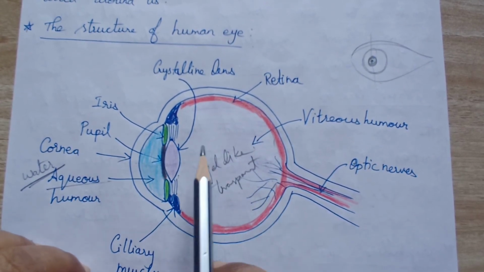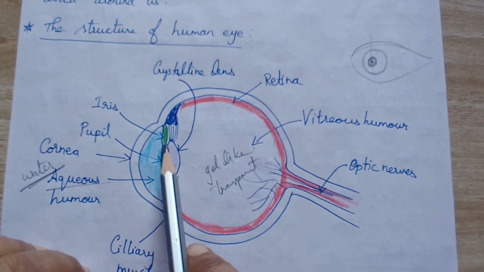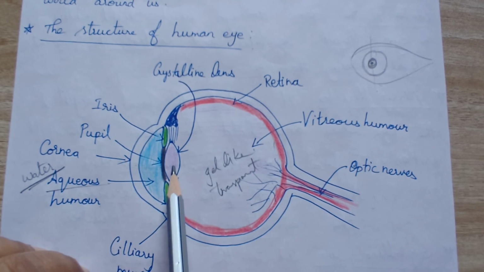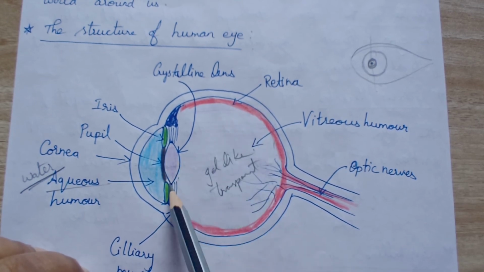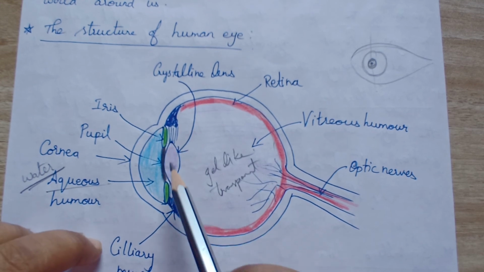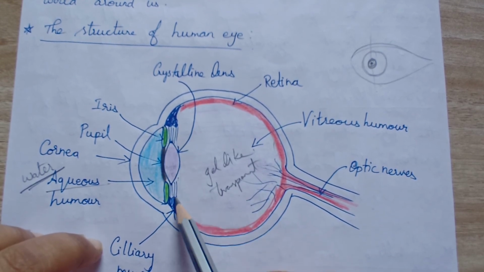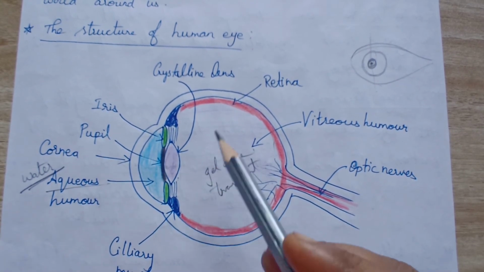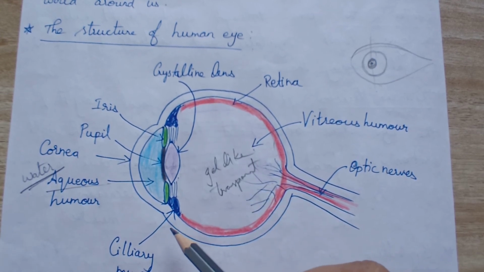Behind the pupil you will have a lens. This is a biconvex lens, that means double convex lens, that means R1 equals R2. The size of the lens is controlled by the ciliary muscles. It can increase or decrease the focal length of the lens. When it is in a relaxed position, the focal length will increase. When it contracts, the focal length will decrease. The size of the lens varies based on control by the ciliary muscles.